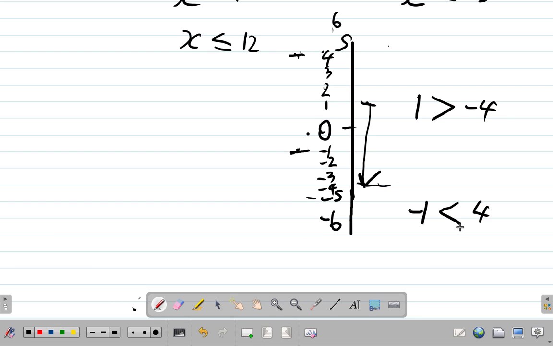Alright, so we will look some more at inequalities at a later date.